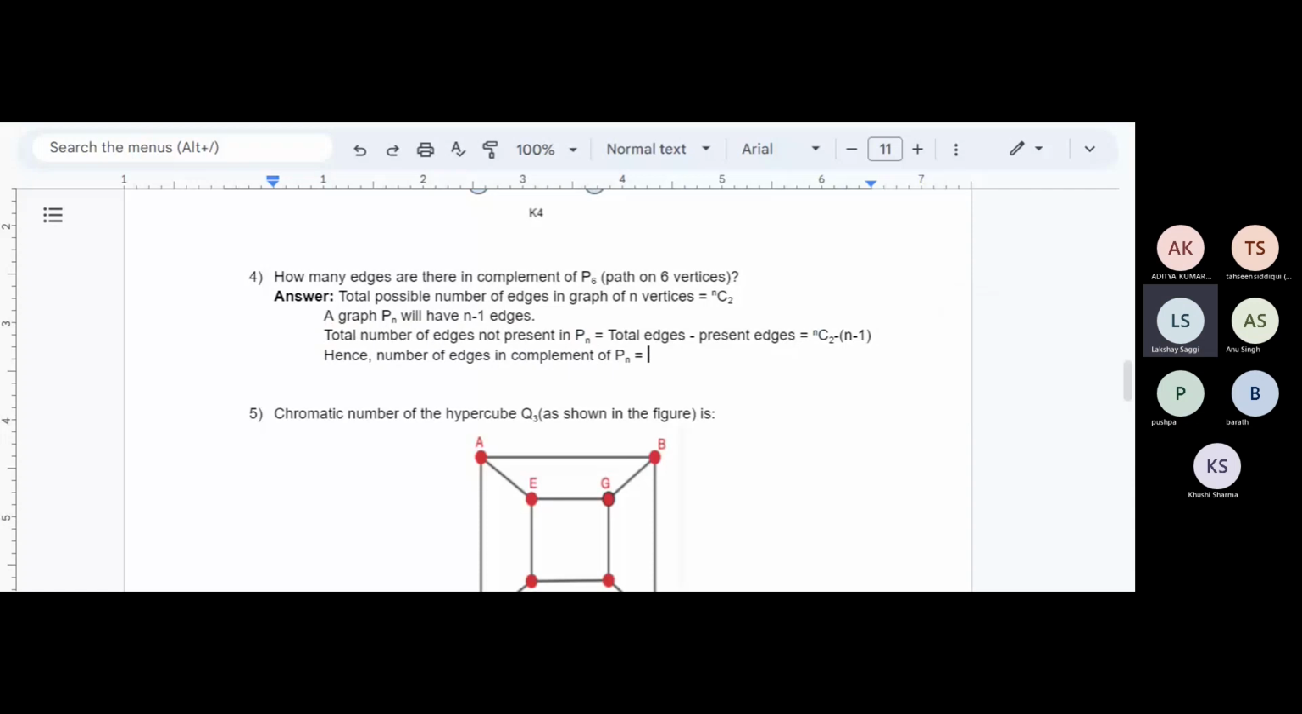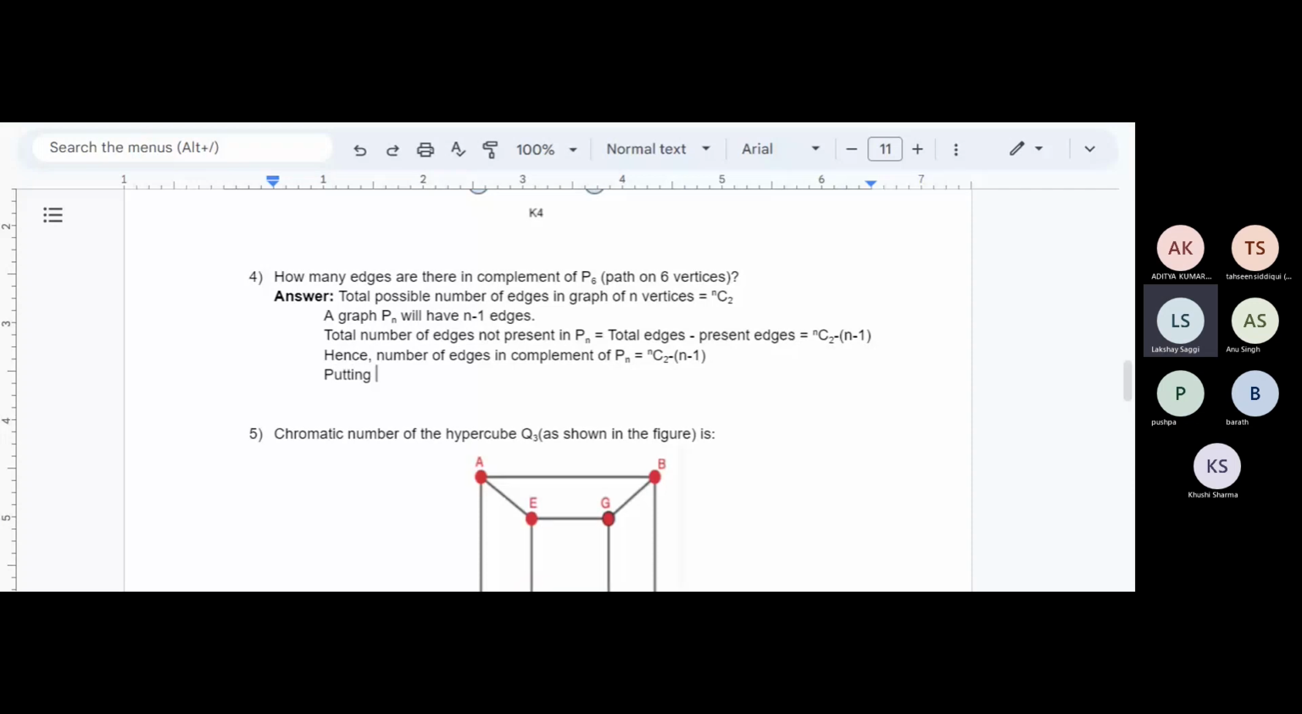So for P6, I have evaluated this. I hope it's clear to you guys how I arrived at this expression. I just took the total number of edges and reduced the edges which are actually present from that amount. Now if I put n equals 6, since we have the P6 graph, we get the number of edges in the complement of P6 equals 6C2 minus (6 minus 1), which is 5. So 6C2 evaluates to 6 times 5 divided by 2, which is 15. 15 minus 5 is 10. You guys can do the math by yourself and you'll arrive at this answer.